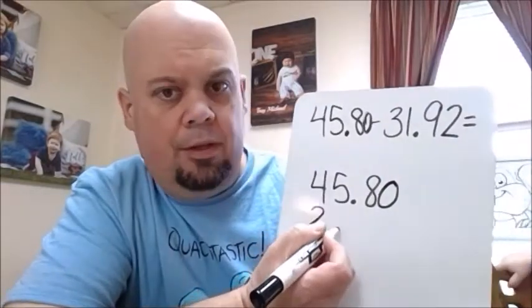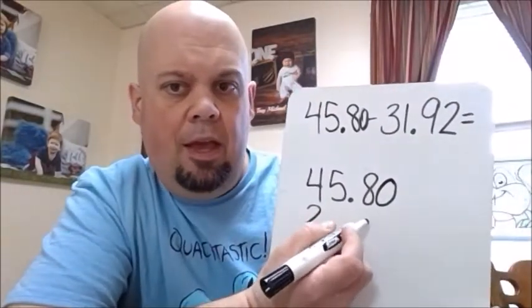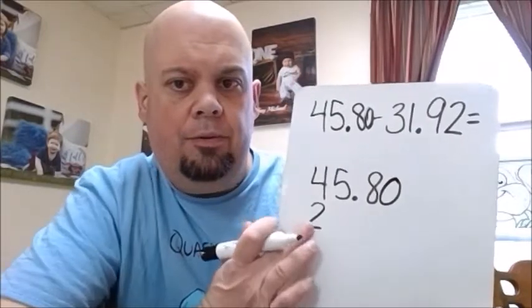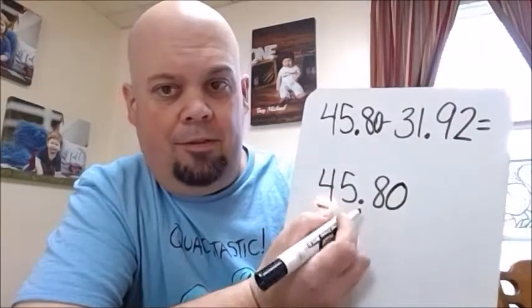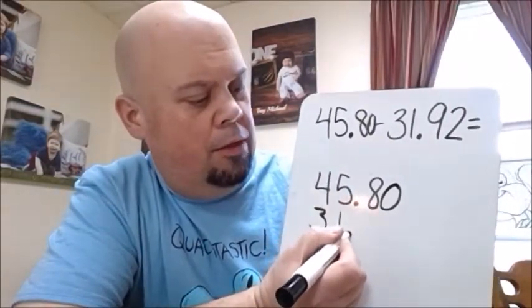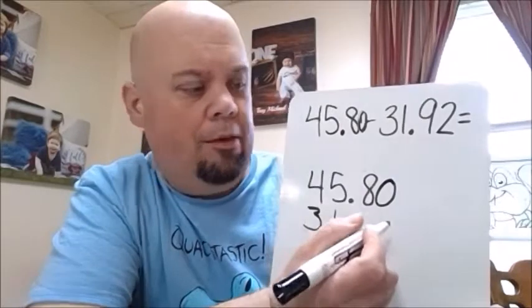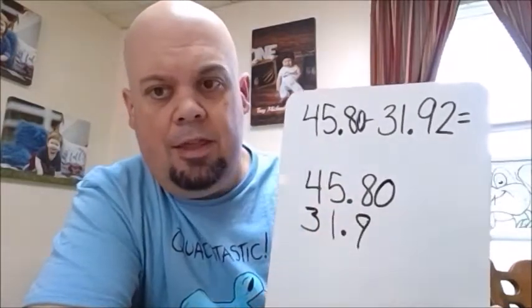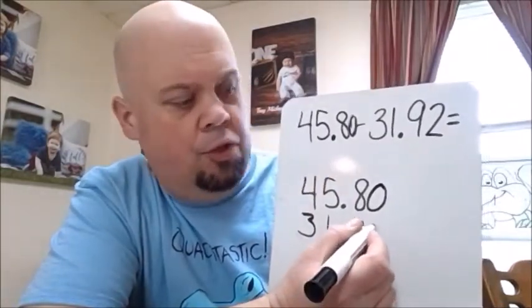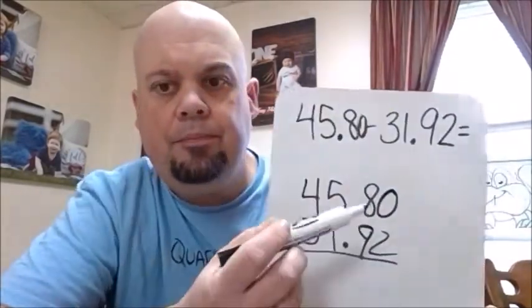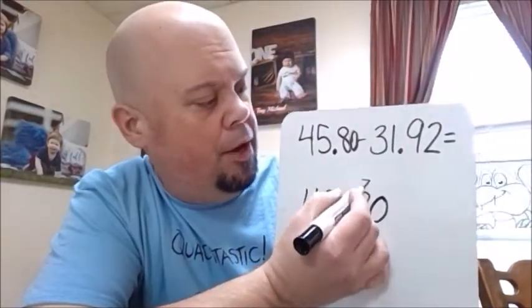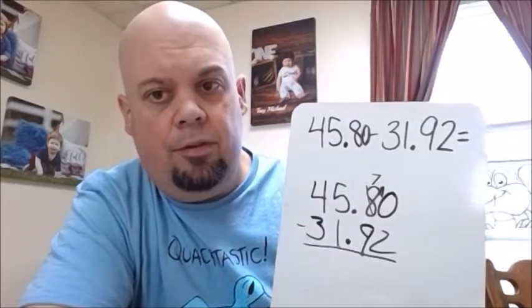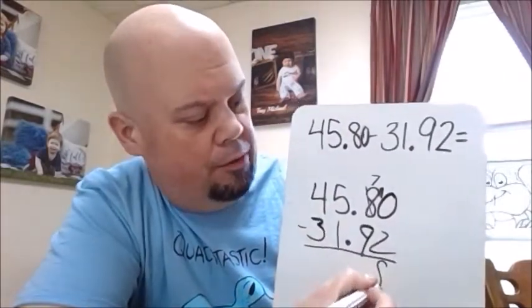A 3 in the tenths, sorry, not a 2. A 3 in the tenths, a 1 in the ones place or the whole number place value, a 9 in the tenths, and then a 2 in the hundredths. And then we subtract. 0 minus 2, not possible. So you've got to borrow from your 8, make it a 7, and this turns into a 10. 10 minus 2 is 8.